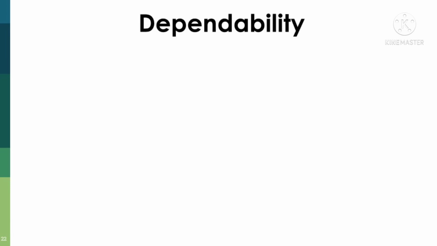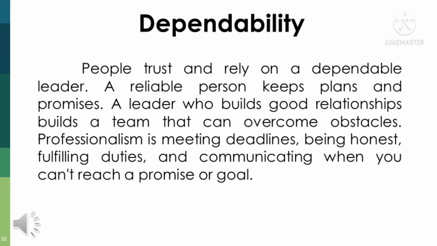Dependability. People trust and rely on a dependable leader. A reliable person keeps plans and promises. A leader who builds good relationships builds a team that can overcome obstacles. Professionalism is meeting deadlines, being honest, fulfilling duties, and communicating when you can't keep a promise or reach a goal.